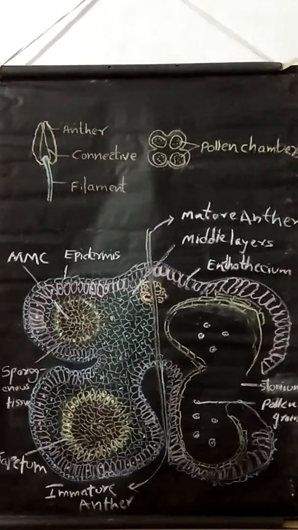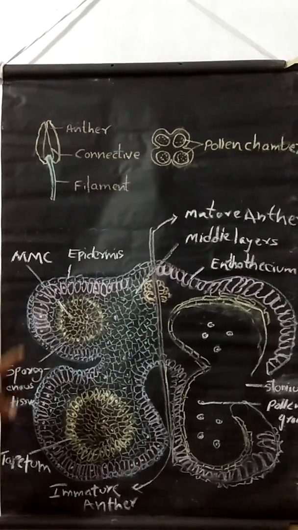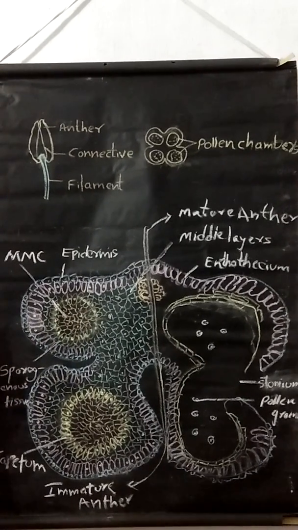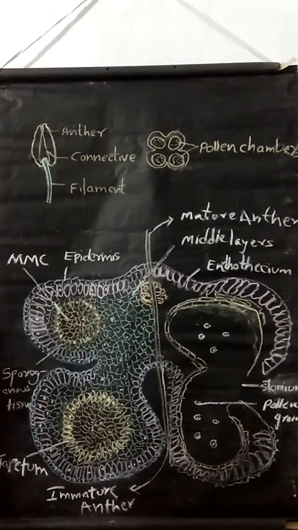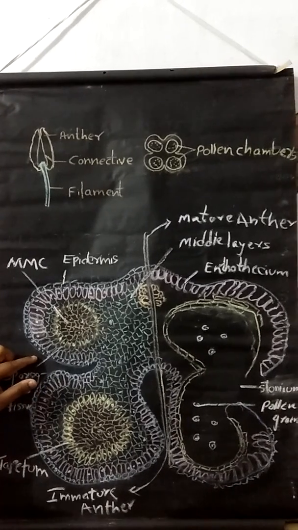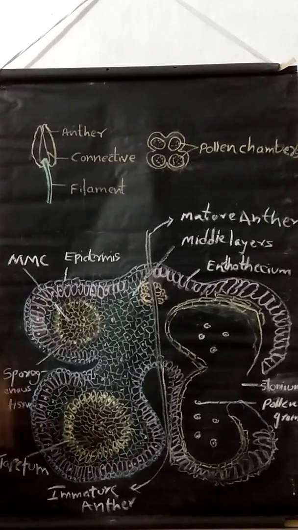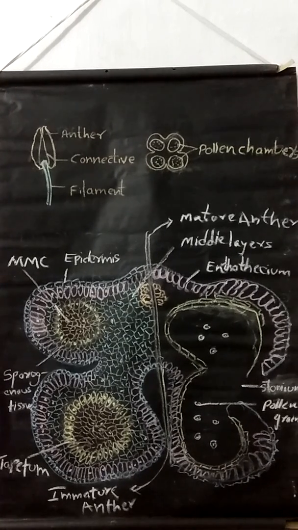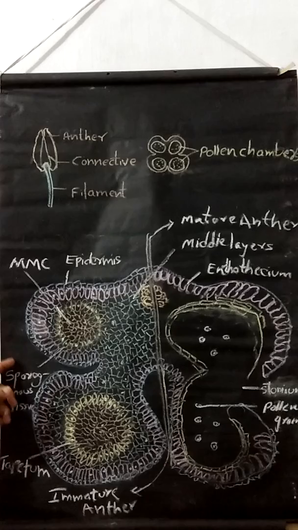The anther wall. The mature anther wall is made up of 4 layers. Epidermis. This is the outermost layer of the anther wall. The cells of the epidermis are tangentially elongated and flattened cells. The epidermis performs its usual protective function.